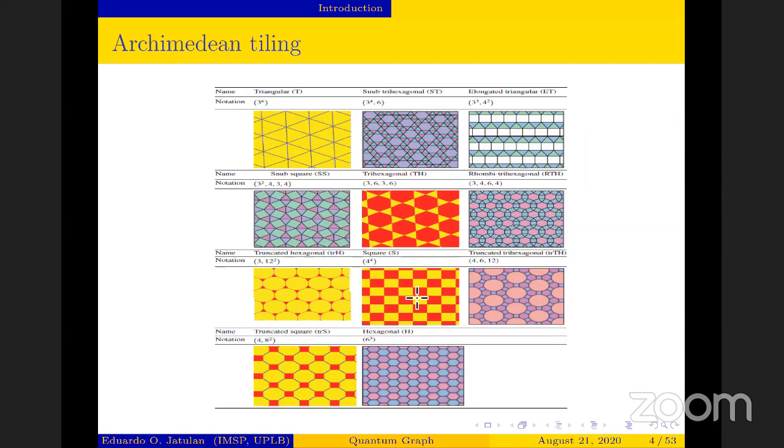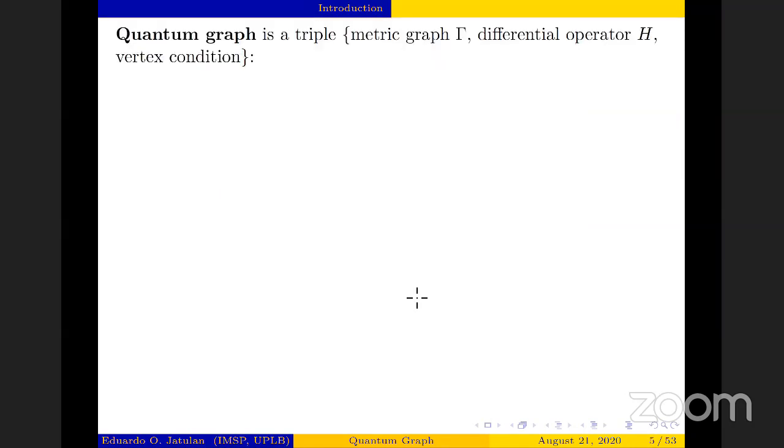Now let's define a quantum graph. Basically, a quantum graph is a triple. It involves a metric graph, a differential operator, and some vertex conditions. So when we say a quantum graph, our goal is to study the spectral problem of a one-dimensional Schrodinger operator acting on the metric graph, satisfying some vertex and boundary conditions.